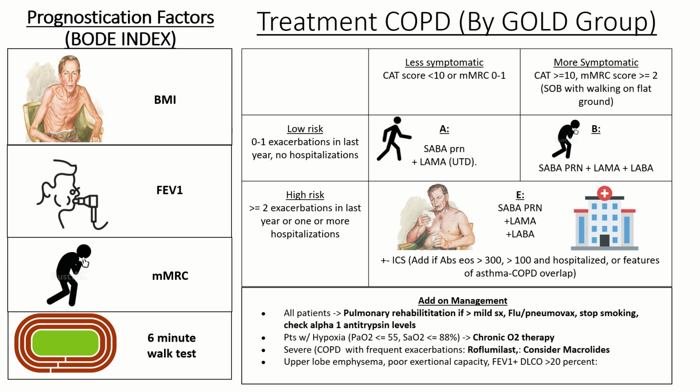Adjunct management for all patients: pulmonary rehab, flu vaccine, stop smoking, check alpha-1 levels, see if they need chronic O2 therapy. If they have frequent exacerbations, if they have severe COPD, think about roflumilast and macrolides. Then upper lobe emphysema, poor exertional capacity, FEV1, DLCO, think about lung volume reduction surgery.